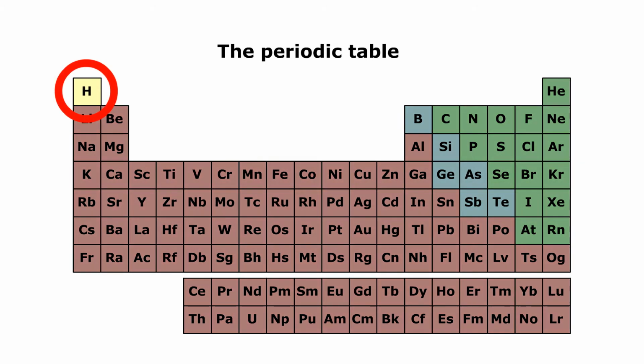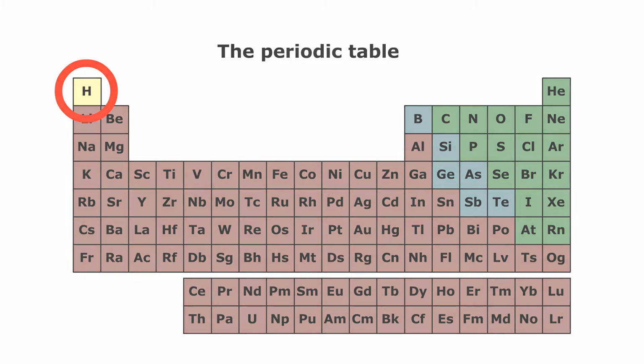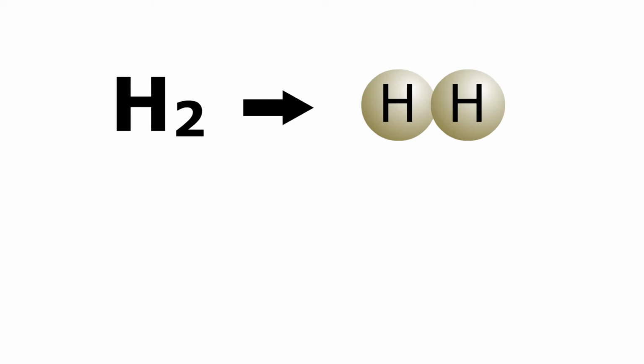Hydrogen is the lightest element in the periodic table. It is a gas under normal pressure and temperature. It is not naturally present on Earth, but has to be produced from substances containing hydrogen. The hydrogen molecule is made up of two hydrogen atoms.